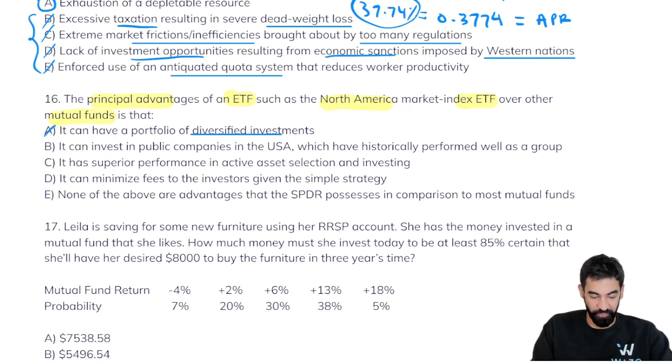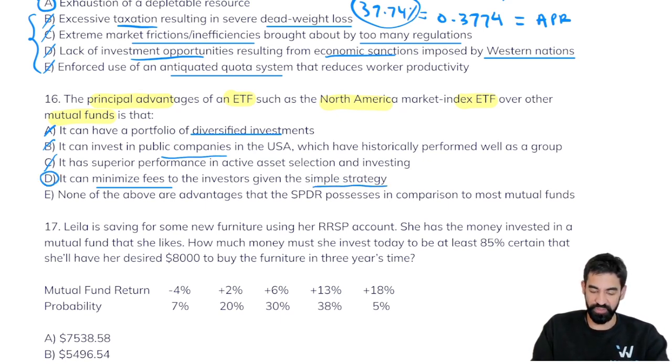So it's not A. It can invest in public companies. Well, both of them can invest in public companies. So that's not true. It has a superior performance in active. No, it has pretty much the same performance. It can minimize fees. Yeah, that's exactly the main reason. So it's D.